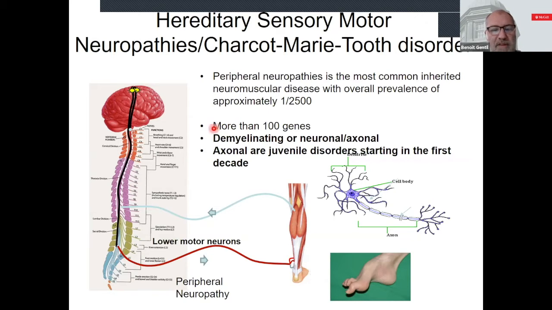There's two types of peripheral neuropathies, demyelinating, but Dr. Massey is going to speak about this, and neuronal or axonal neuropathy. These neuropathies are called demyelinating or axonal neuropathy, depending on where they strike in this pathway here. So if they strike the neurons or the Schwann cells that are wrapping up the axon. This axonal form of peripheral neuropathy is mainly a juvenile disorder, starting in the first decade. One of the characteristics, but I think Dr. Massey will have more pictures to show you, is an amyotrophy in the peripheral part in the limbs, and especially in the foot.